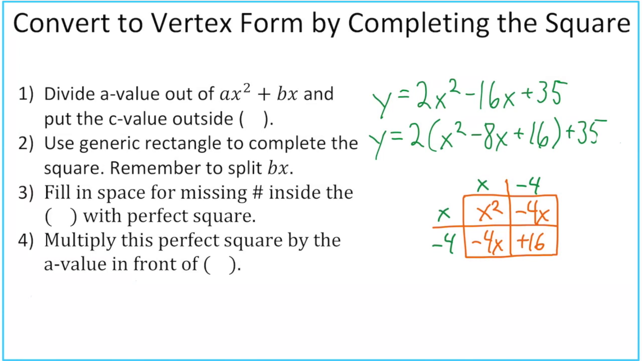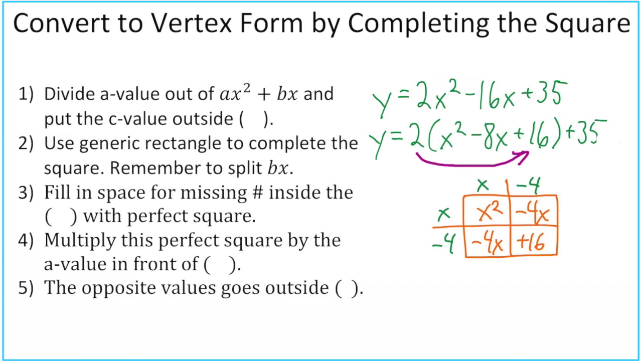All right, step 4, we're going to multiply this perfect square by the a value that's in front of the parentheses. So that would be the 2 times the 16. So 2 times 16 gives us positive 32. The opposite value goes on the outside of the parentheses. So the opposite of positive 32 would be negative 32.